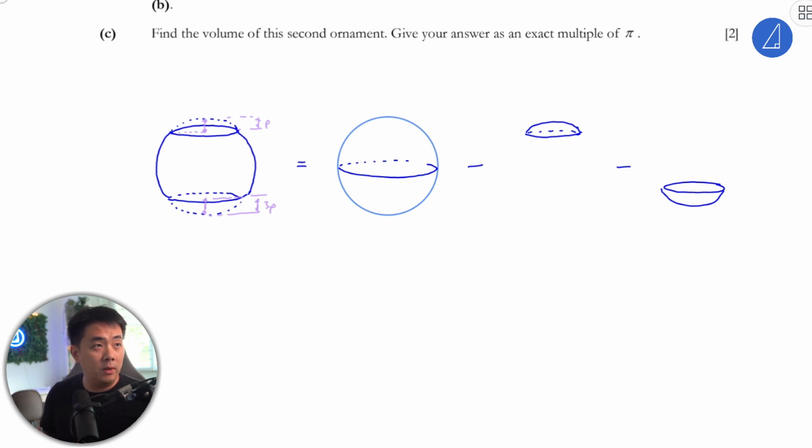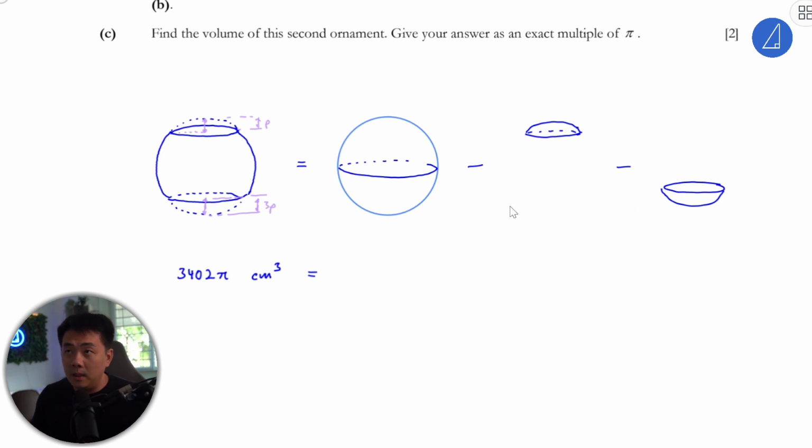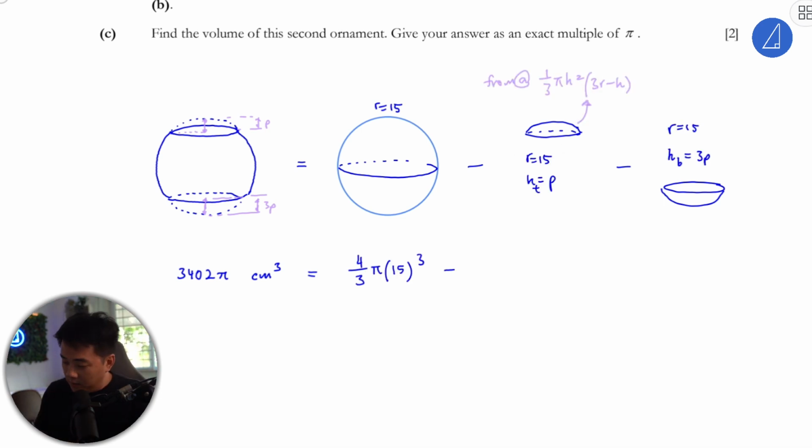The volume of the ornament was given to us, which was 3402 pi. It will be basically the radius now is 15, you take the volume of the sphere minus off the top cap and the bottom cap. So remember to use the volume for the cap from the first part. So this is 1/3 pi p h squared, right? So p squared times 3 times 15 minus p.